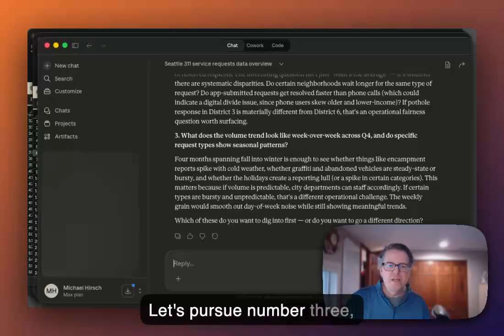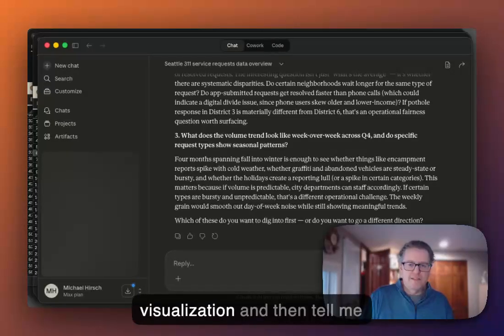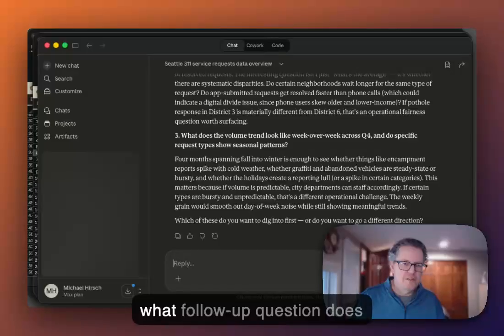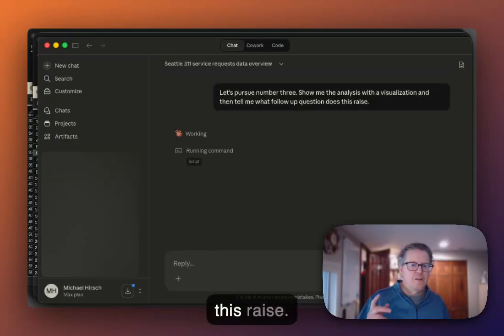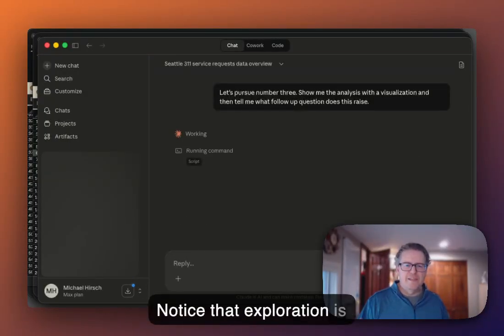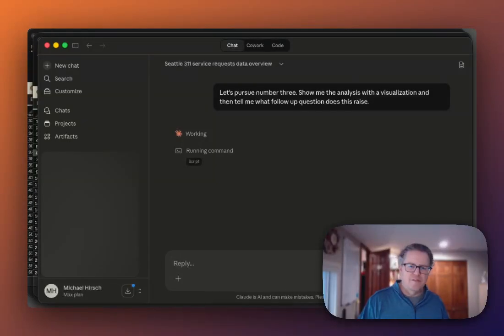Let's pursue number 3. Show me the analysis with a visualization, and then tell me what follow-up question this raises. Notice that exploration is iterative. Each answer generates the next question.